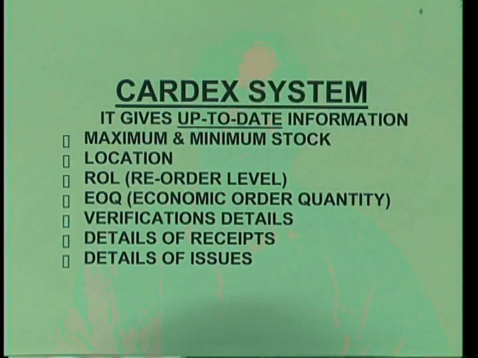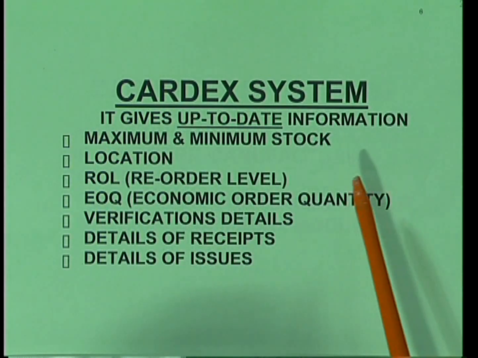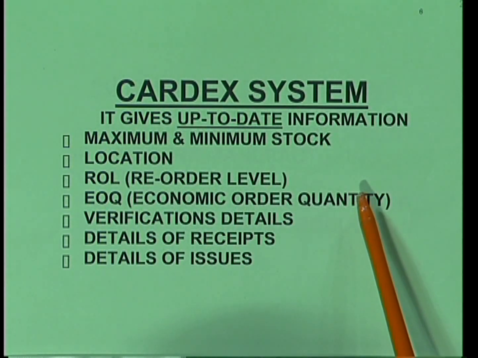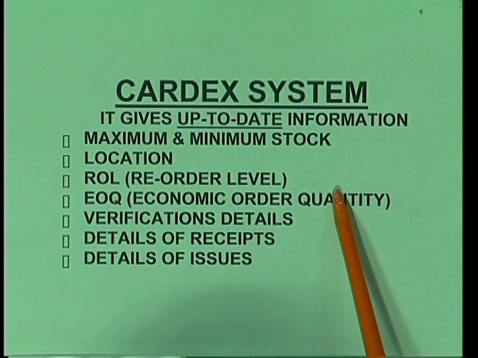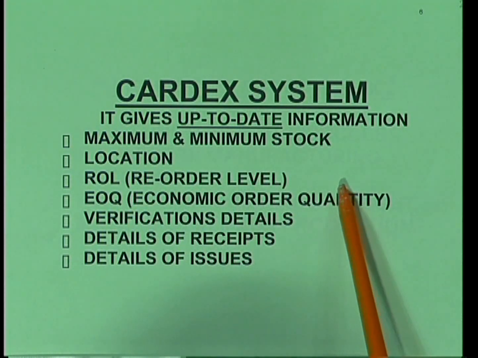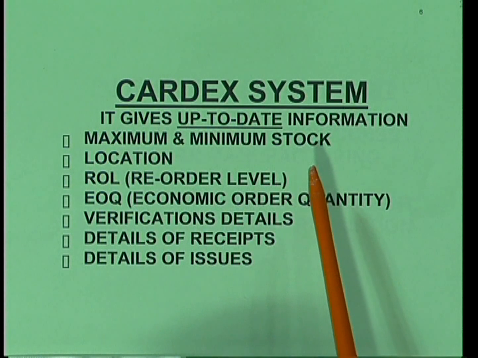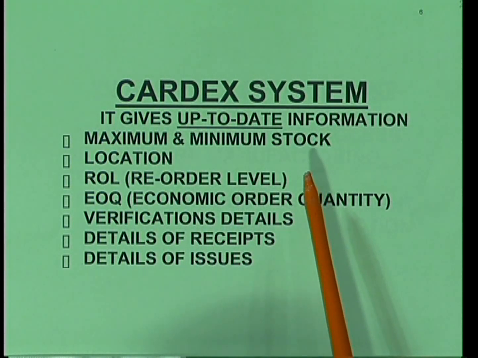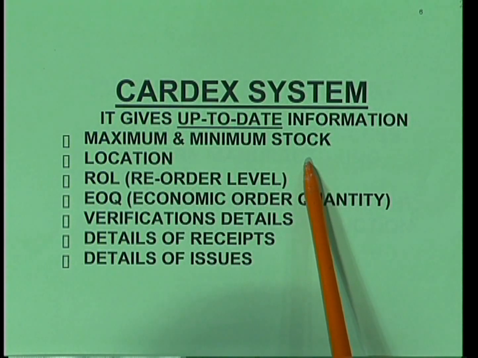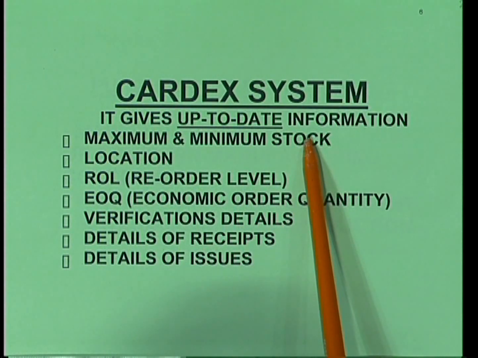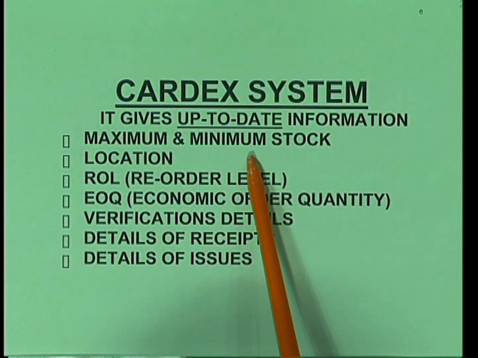Another important thing is the Kardex system. In the previous case that we have seen, in one machine, in one farm, where the materials are and how much stock is there, etc. In the Kardex system we need not go anywhere, there is one equipment, like in libraries where we have seen authors from A to Z, and where the books are available. In the same way in the Kardex system, for each material one card will be there. On that card it gives up-to-date information, that is the maximum and minimum stock of the material.